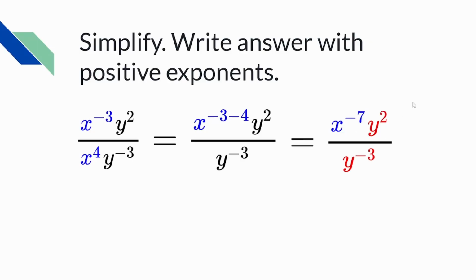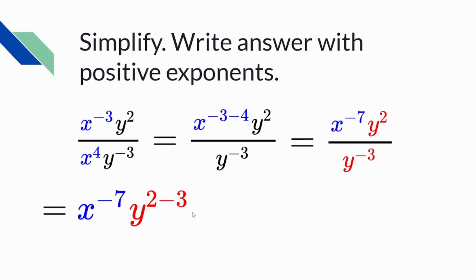Next, let's take care of the y's. I have y to the 2 over y to the negative 3. I want to use that same exponent rule to collapse this down to just one base y. All right, so this is what I have. In blue, I have x to the negative 7, and in red, I have y to the 2 minus 3.